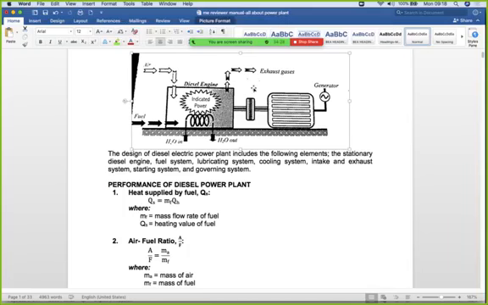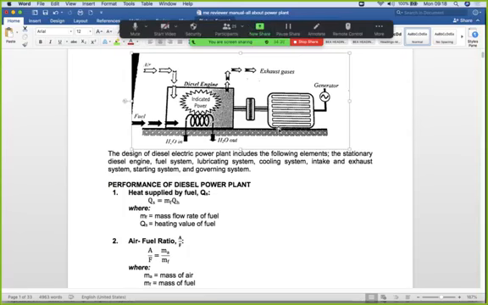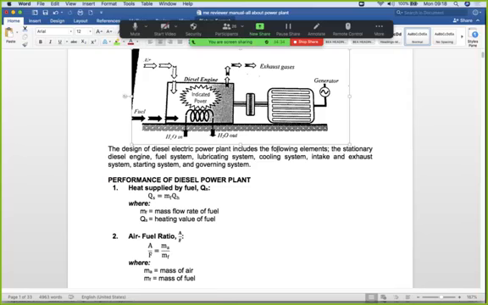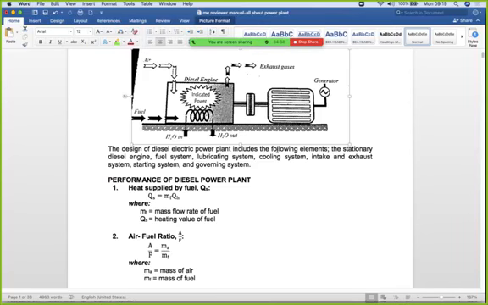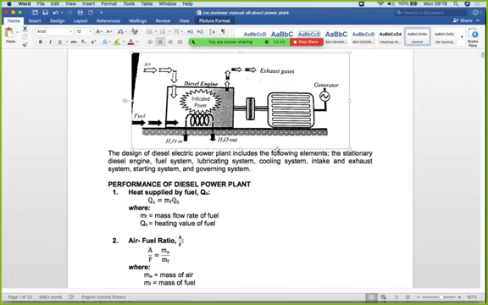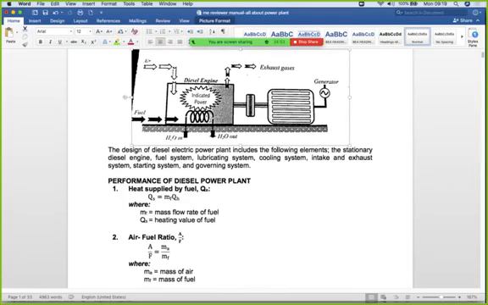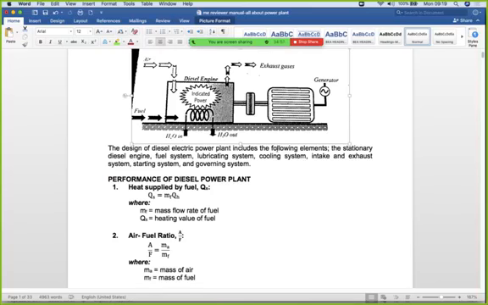We have the following parts: stationary diesel engine, fuel system, lubricating system, cooling system, intake and exhaust system, starting system, and governing system. For the diesel engine, it is a constant pressure cycle.